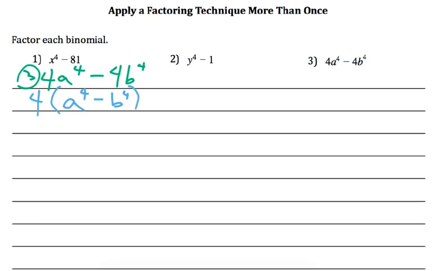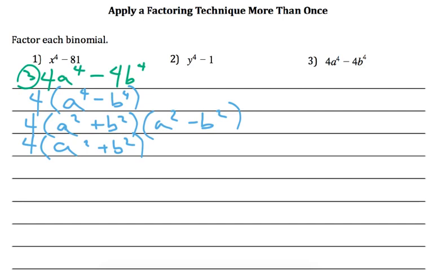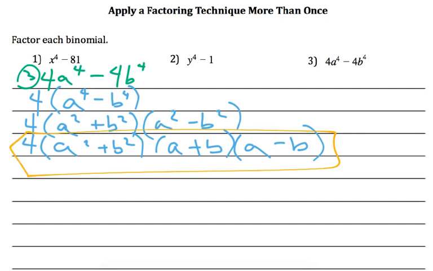We factored out a 4 to start. Now, I recognize this is a perfect square. So I'm going to write a squared plus b squared times a squared minus b squared. And then going from there, I can do 4 times a squared plus b squared. I can't do anything with that for the same reasons as earlier. But then a squared minus b squared becomes a plus b times a minus b. And then this would be completely factored.